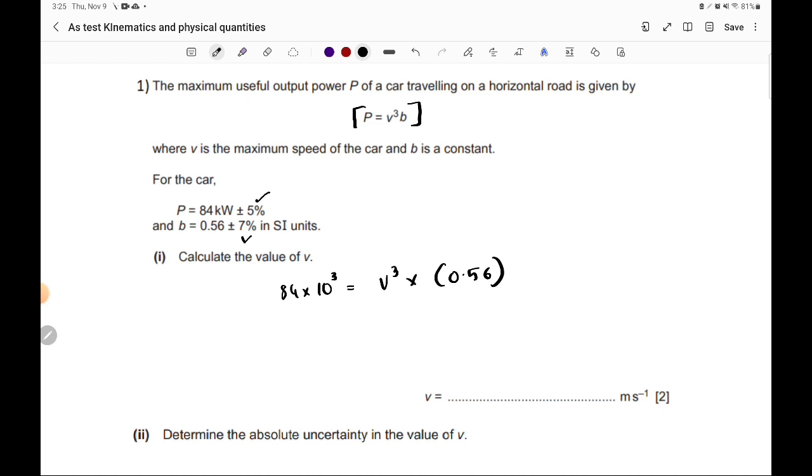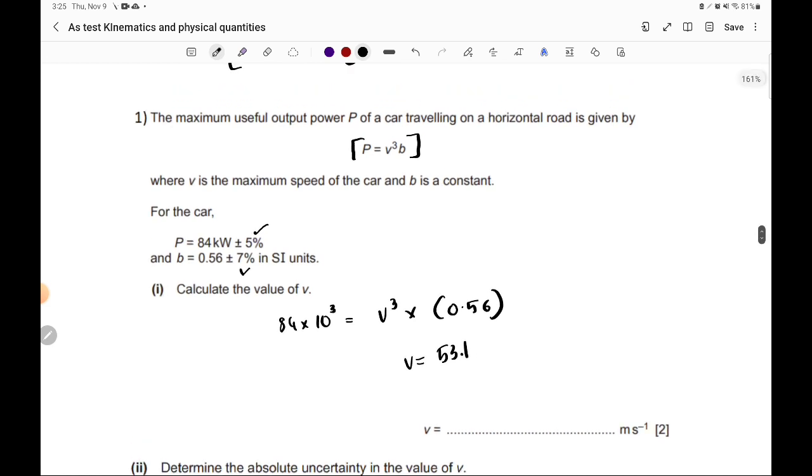I'm just going to input the values into my calculator. 84 into 10 raised to power 3, divided by 0.56, and then I'm going to take the cube root of this entire value. So shift, and I have this function on my calculator, so I'm going to find it directly. And this value of V is coming as 53.1.